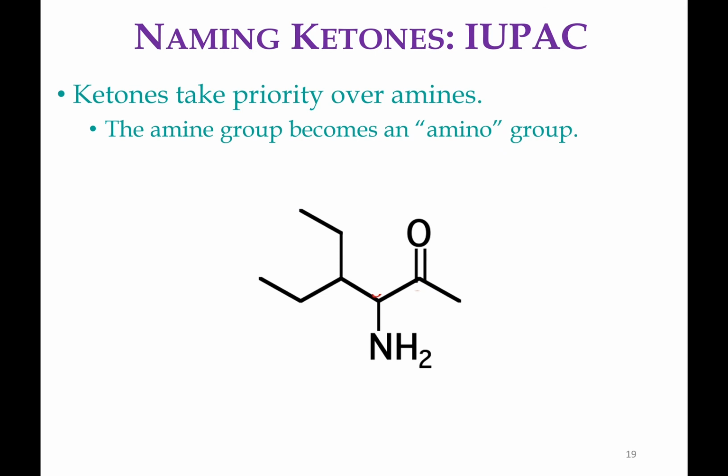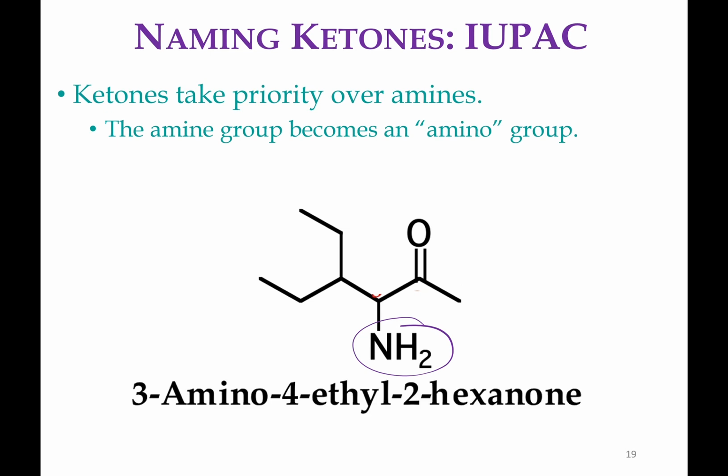All right, ketones take priority over amines. So here's an amine group, but the ketone is going to be taking precedence over that. So when we name the ending, it'll be -one. We have to say 1, 2, 3, 4, 5, 6. We have our one at number 2. We have an ethyl substituent here at number 4, and we have the amino at number 3. So 3-amino-4-ethyl-2-hexanone.